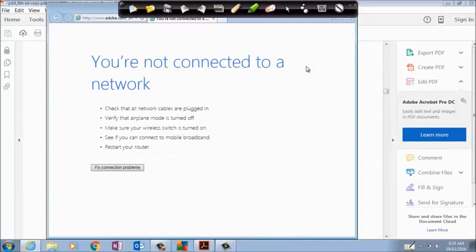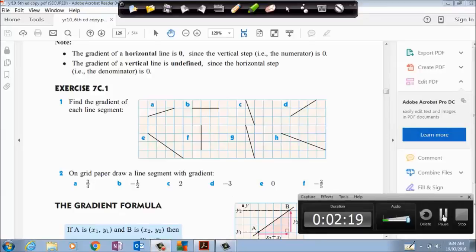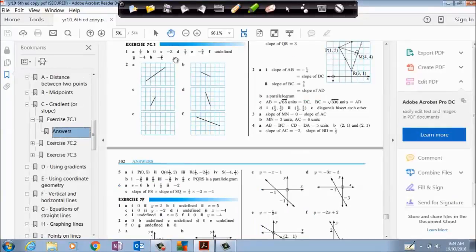Alright, let's see if you can get the answers to exercise 7C1. So you can just pause this and try them, and then come back and see if you've got the answers correct. Okay, here's the solution. 7C1, question 1.